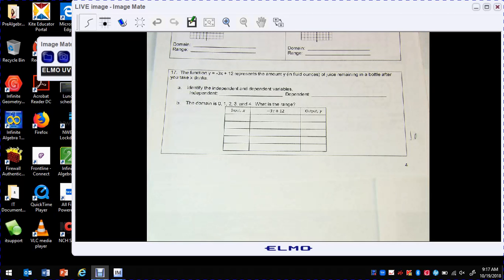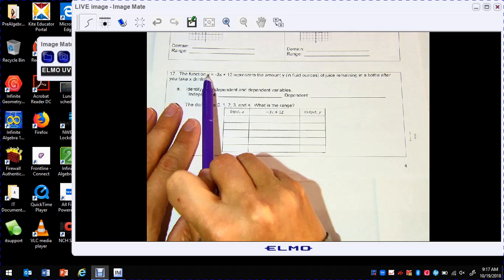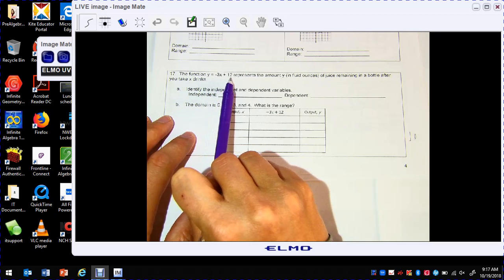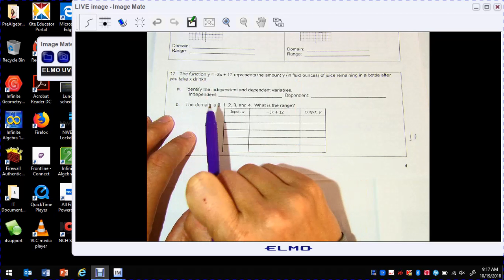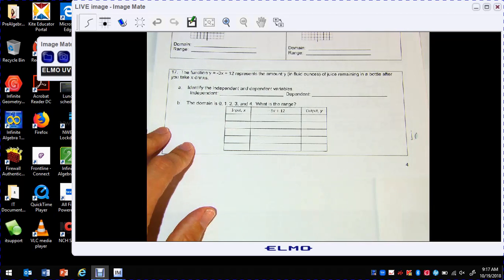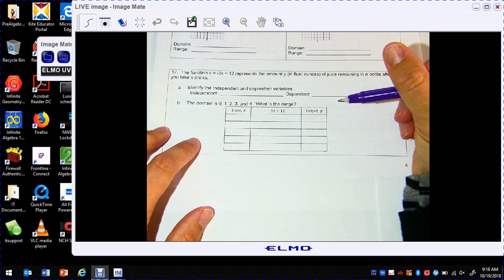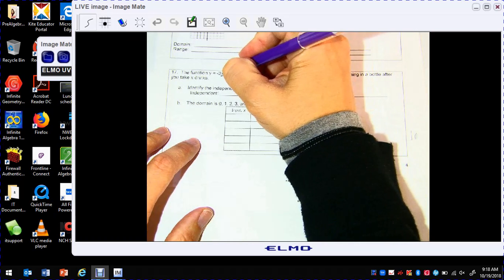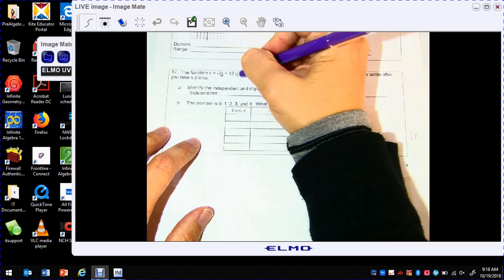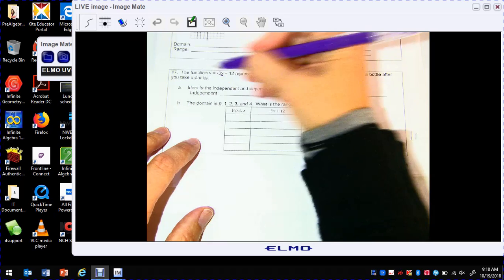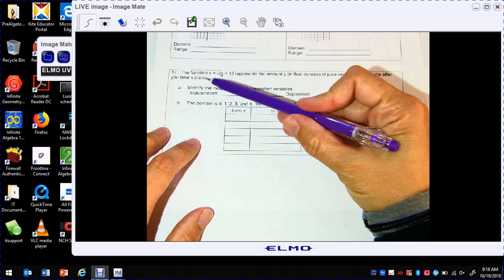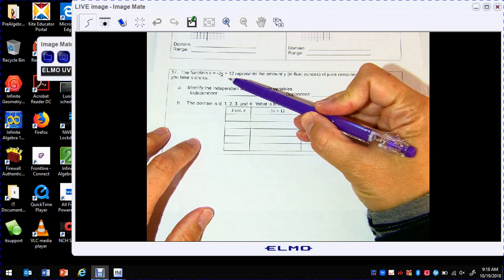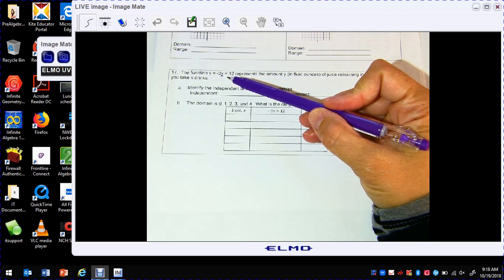Here it gives you a function, y equals negative 3x plus 12, and y is the amount of fluid ounces of juice remaining in a bottle after you take x number of drinks. It wants you to identify the independent and dependent variables. If you look at an equation, we're going to plug in values for x and do this math to it, and that gets us our value for y. That y equals kind of gives away the fact that the y is dependent on whatever x is, okay? I'm going to plug in things for x and get my y.